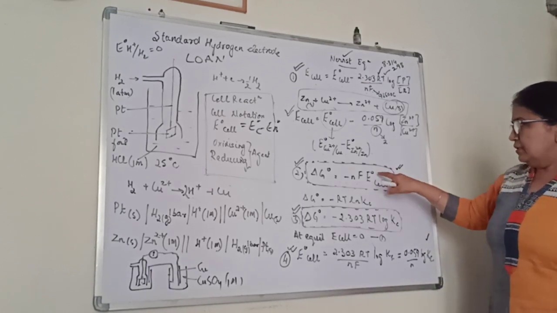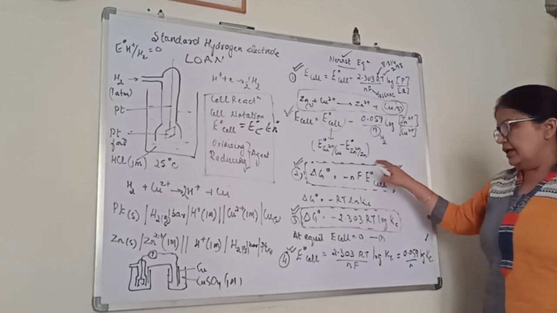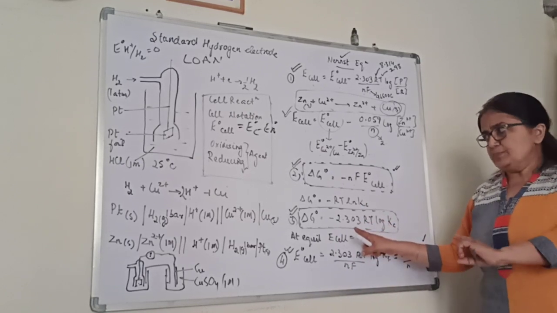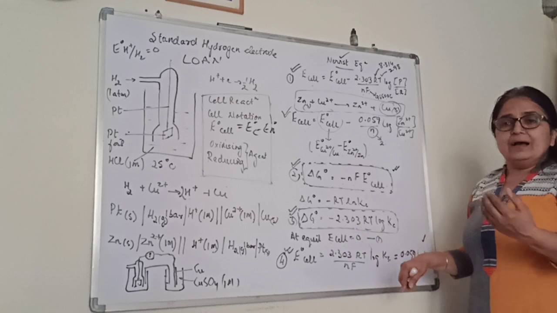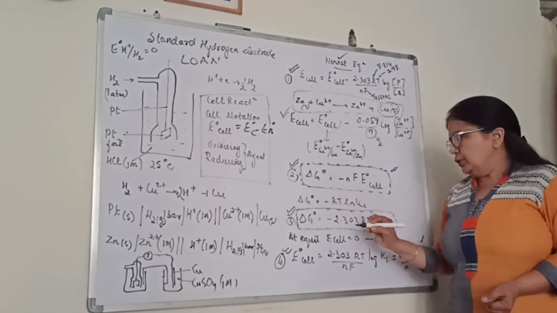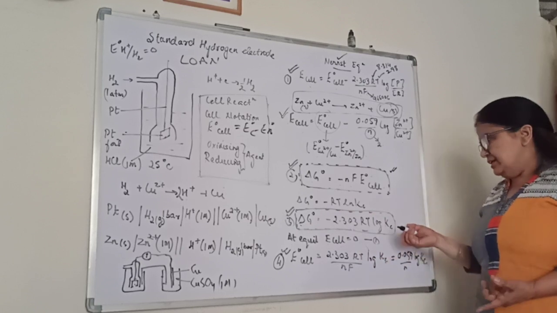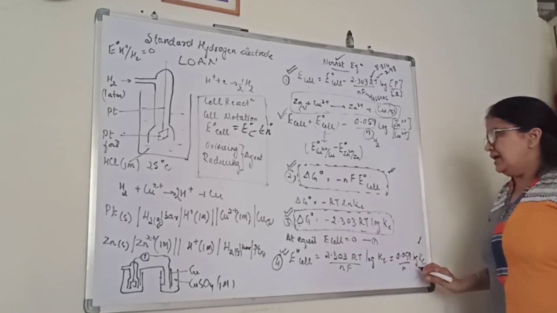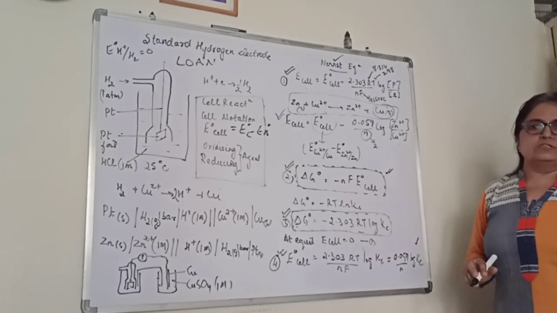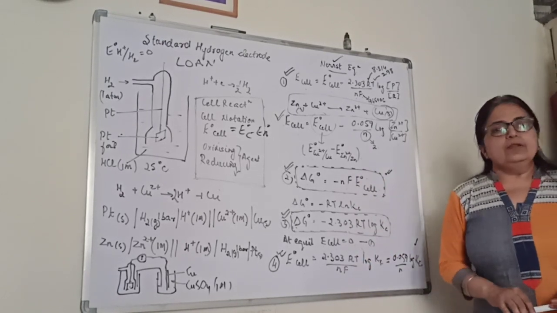If I put, instead of this E naught cell, this value, I will get delta G naught in this particular form. So you may be asked questions based on this: it is given, calculate delta G naught, or the G naught and Kc relation, or E naught cell and Kc. So please mark these 4 equations. We will be using them for numericals.